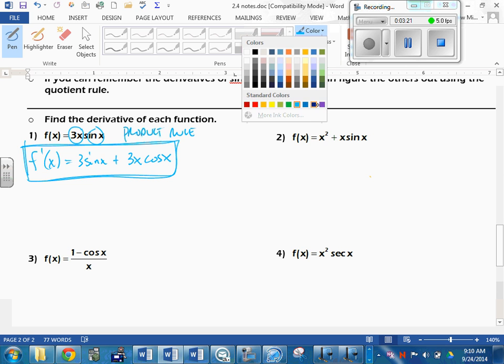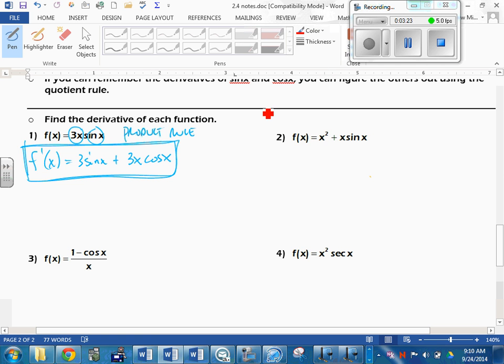All right, so number 2, let's look at another one here. We have addition here, so we kind of have separate things. The x squared we can do by itself. It's not being multiplied or divided by anything. Derivative of that is just 2x. But over here, we have multiplication again. So we're going to have to use product rule for this part. So derivative of x is just 1 times sine of x. So we just get sine of x for that first part. Plus x times derivative of sine of x, which is cosine of x.